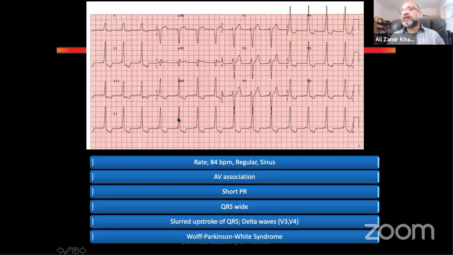So this is, again, WPW. Another example of the slurred uptake. This curve is very important. See this curve? The PR interval is grossly shortened. There is no PR interval. And there is this curved uptake of the ECG. This is called a delta wave. So very important. Again, here you might appreciate a little bit here. Okay, all right.